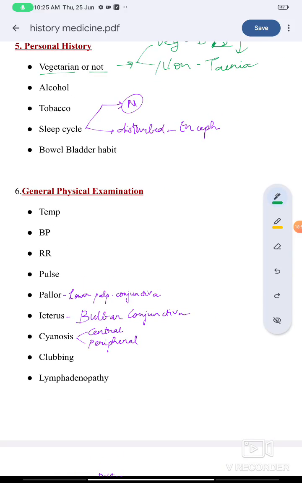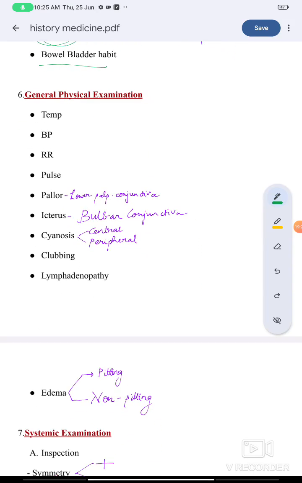Other than that, you can also note alcohol habits, tobacco habits, and the sleep cycle of the patient. The sleep cycle is important in case of psychiatric disorders, and it may also be important in case of liver diseases as well. As we know, there is a thing called hepatic encephalopathy, in which the sleep pattern and the delirium of the patient, the senses of the patient, are altered. Next is the bowel and bladder habit, whether the patient has been able to pass urine and stool properly or not.